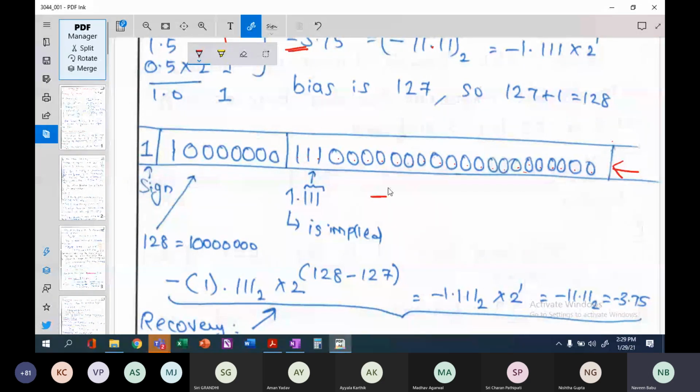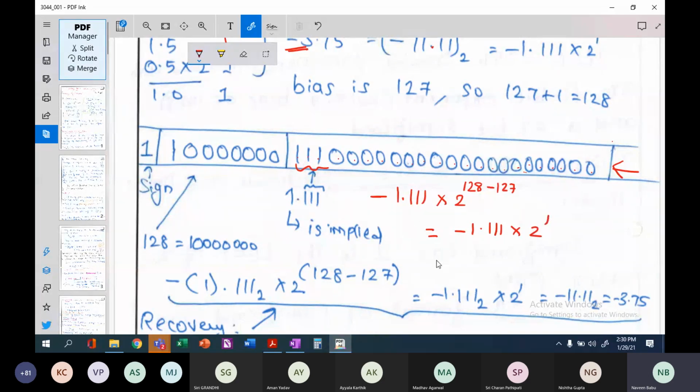Then 1 dot is already implied, so 1 dot is implied. And then what is the value I have? It is 111. Since this is a binary representation, the multiplication by 2 is also implied. Now, what is this particular power value? The power value corresponds to 1 followed by 7 zeros, and that is equivalent to 128. This is a biased value. So if I want to get the original value, I have to subtract 127 from it. So my actual value will be minus 1.111 into 2 power 1.